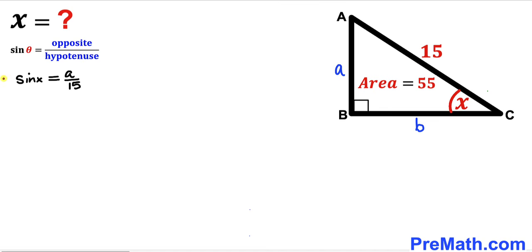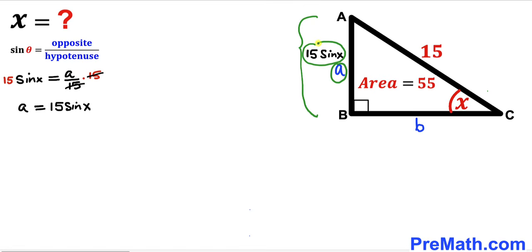I'm going to multiply both sides by 15 to remove this fraction. Here we can see the 15 and 15 are gone. So lowercase a turns out to be 15 times sine of x. Therefore, this side length a is 15 times sine of x.